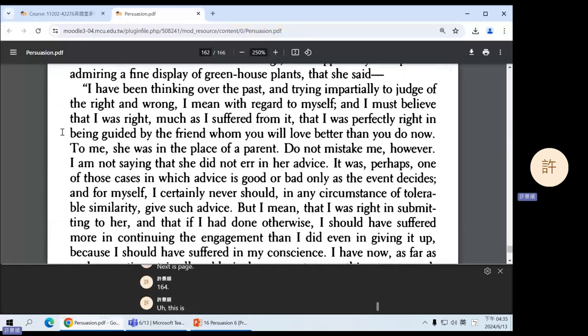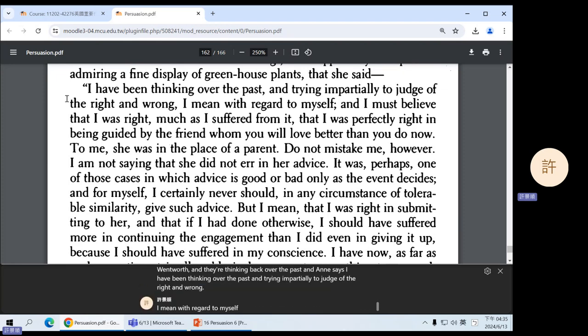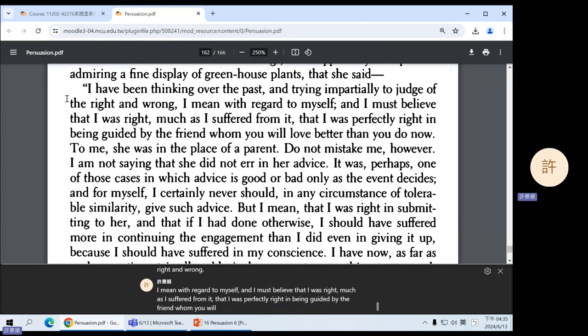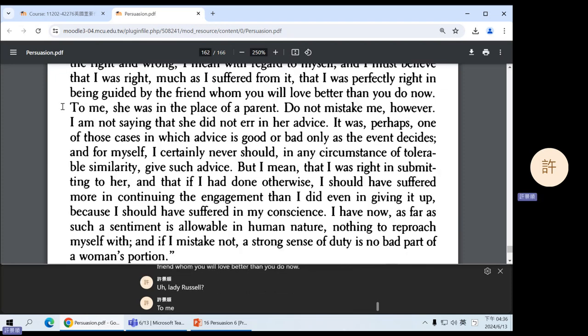This is after Anne has gotten back together with Wentworth, and they're thinking back over the past. And Anne says, I have been thinking over the past and trying impartially to judge of the right and wrong. I mean, with regard to myself. And I must believe that I was right, much as I suffered from it, that I was perfectly right in being guided by the friend whom you will love better than you do now. Lady Russell. To me, she was in the place of a parent. She was like my mother. Do not mistake me, however. I am not saying that she did not err in her advice.